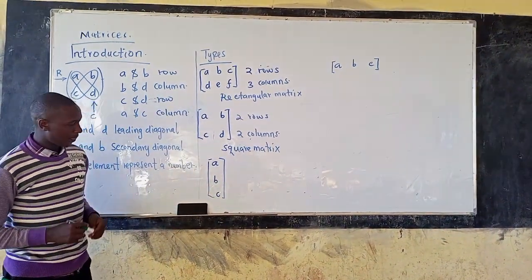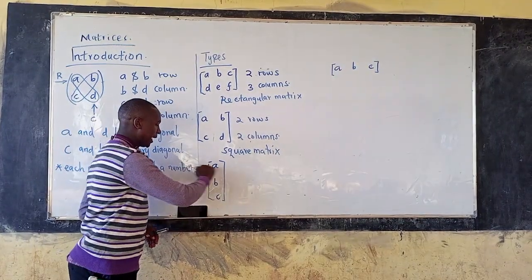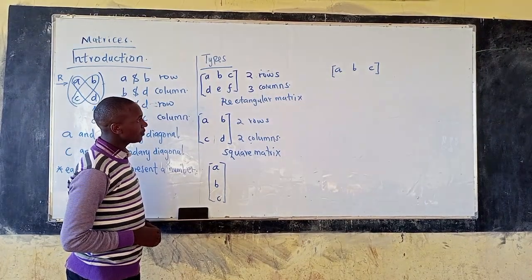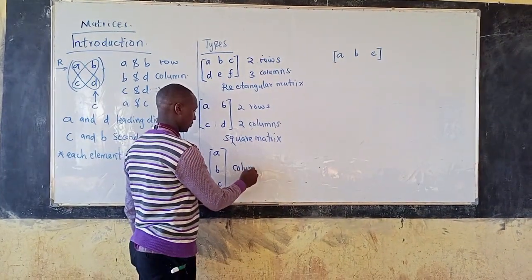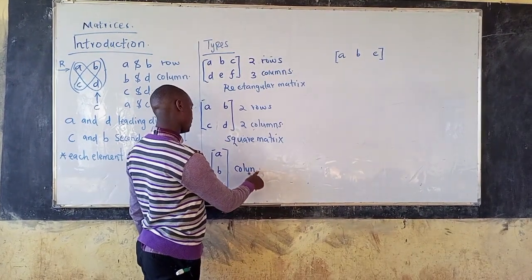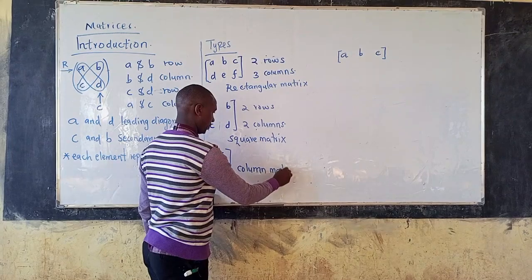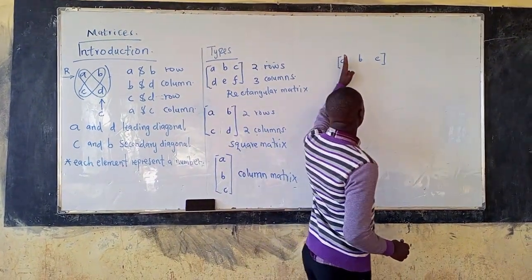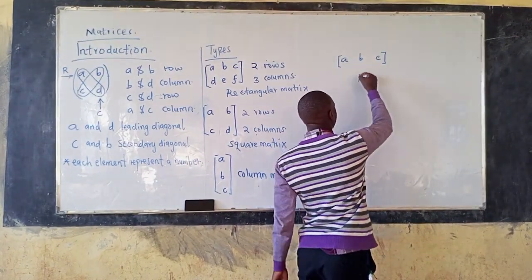In the next matrix, you notice that we only have three rows, and we call it a column matrix. While this one, we notice that it has three columns, but one row, we call it a row matrix.